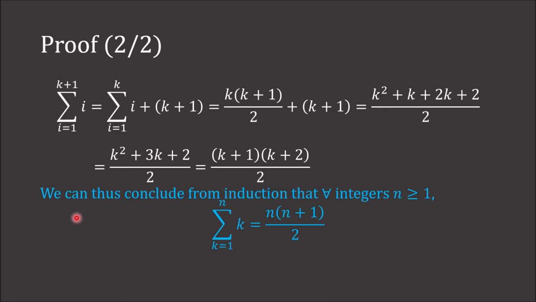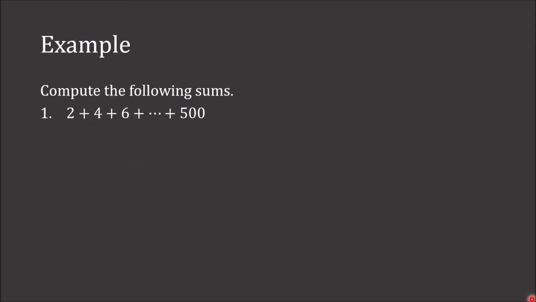However, we can thus conclude from induction that for all integers n greater than or equal to 1, the summation from k equals 1 to n of k is equal to n times (n plus 1) all over 2. Now, we're going to use this property to compute some sums. So, let's compute 2 plus 4 plus 6 plus 8, and so on, plus 500.